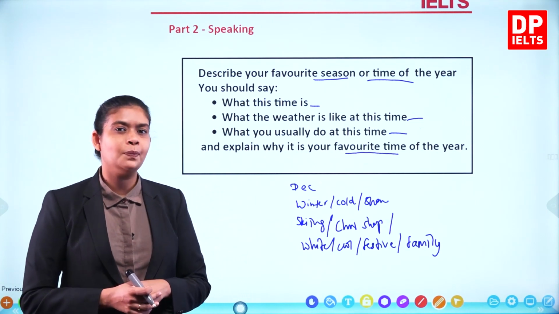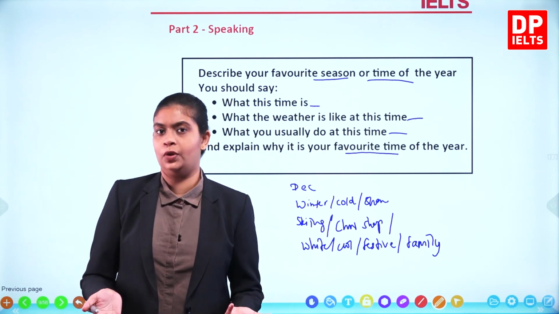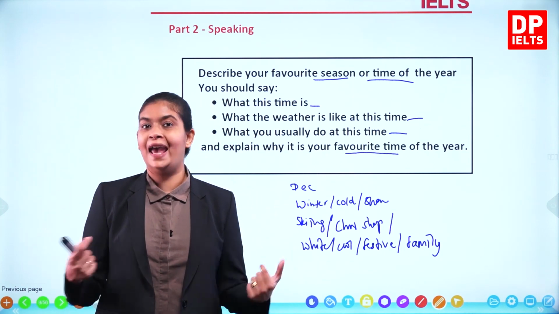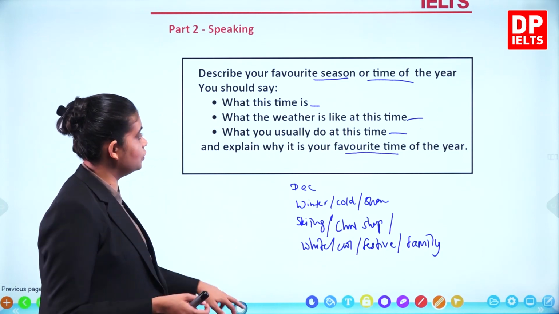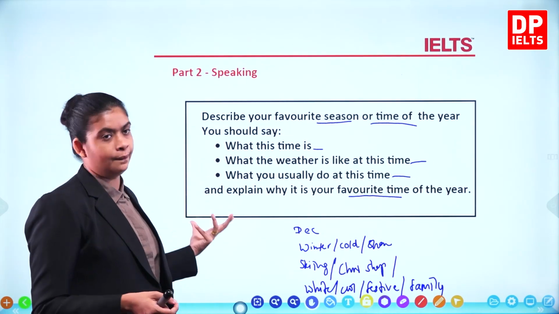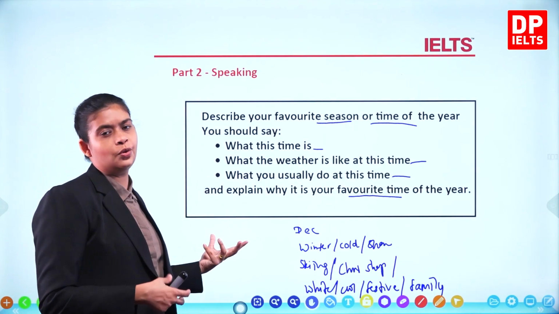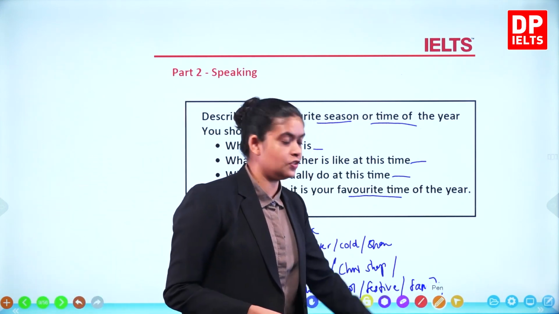So don't end up hurting yourself by trying to give honest answers and then you don't have any vocabulary. Think smart, act smart for the IELTS exam. So pick and choose things that you could talk about. Don't pick and choose occasions or seasons that you don't know about and that you can't express yourself on.